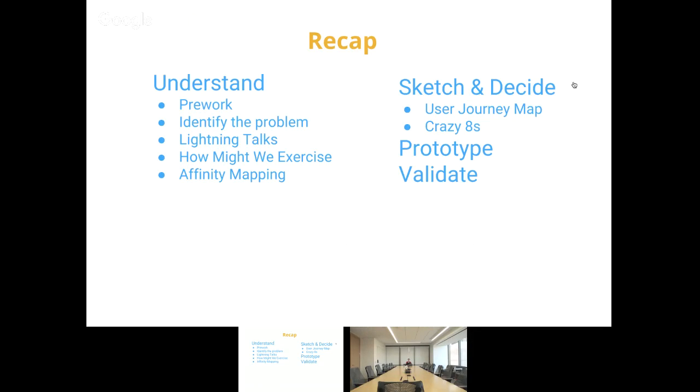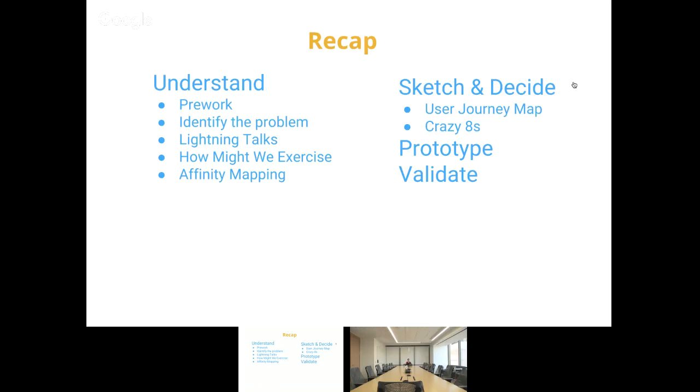When it comes to running a mobile design sprint workshop, it is broken out into 5 different phases. The first is understand, which starts even before the sprint with the pre-work. Once you get into the day of the sprint, you'll identify the problem, make sure that everyone's focused on the same task. You'll then use lightning talks to generate ideas, use how might we's to capture notes from those lightning talks, and then affinity mapping to group all of those ideas into common themes.